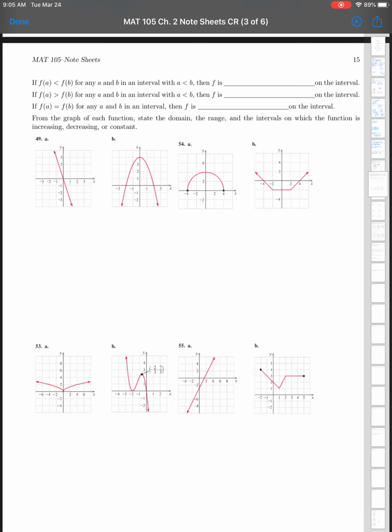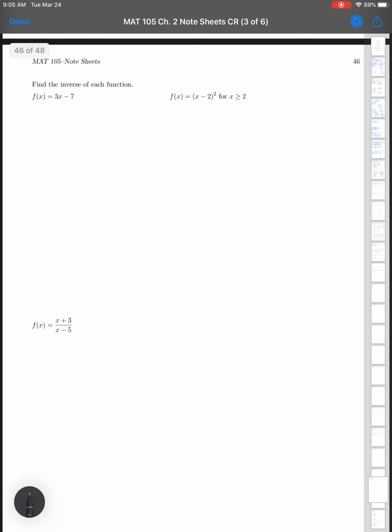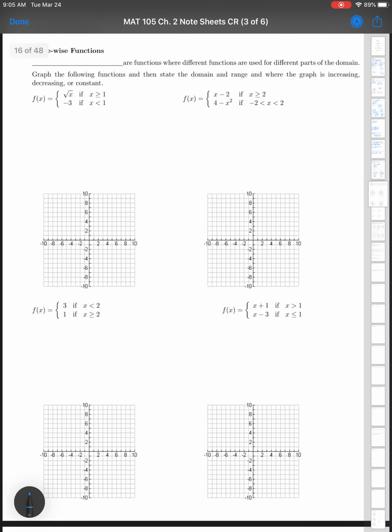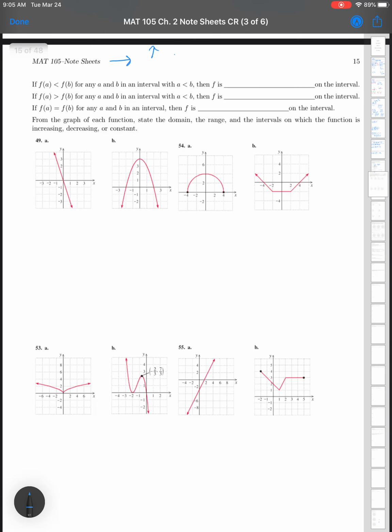So if the y values are going up for any numbers where a is less than b, so as we go to the right, if the graph is going up, we're going to call that increasing. If it's going down, we're going to call that decreasing. And if it's flat, we're going to call that constant.